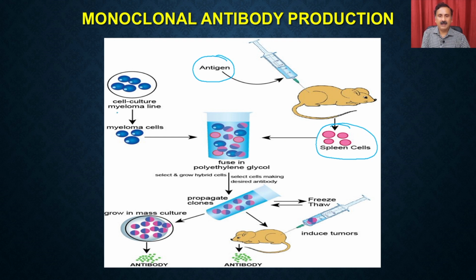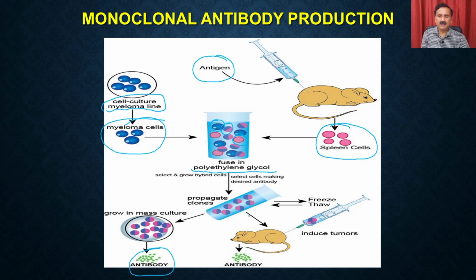In parallel, you do the cell culture of the myeloma cells, and then these myeloma cells and the spleen cells are fused with the help of polyethylene glycol. Then you get some fused cells, some individual myeloma cells, and some individual spleen cells. So you do the selection, and when you do the selection, you get the hybridomas, and these hybridomas can then be utilized for the production of the antibodies.